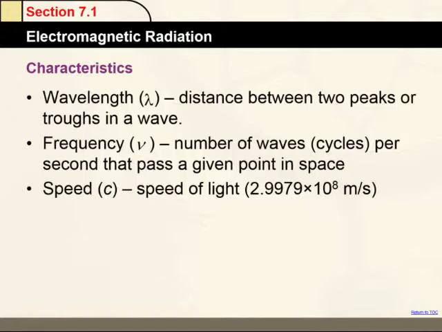2.9979 with a whole bunch more digits after that, times 10 to the 8th meters per second. A lot of people will just have you round that to 3 times 10 to the 8th meters per second. Now that is the speed in a vacuum. It will move at slightly different speeds under different circumstances. All three of these characteristics are related by the equation c, the speed of light, equals lambda, wavelength, times nu, or frequency.